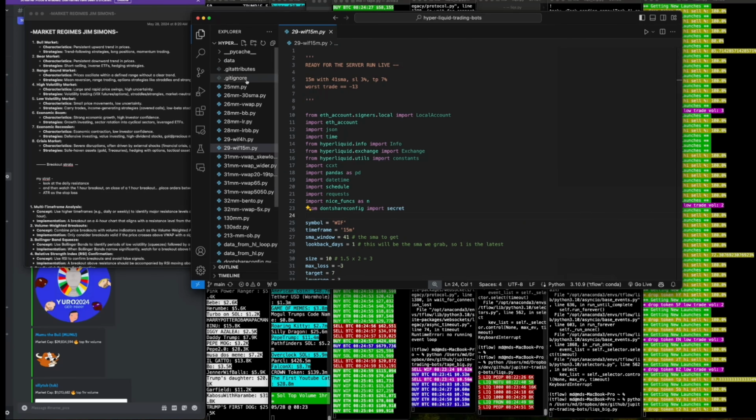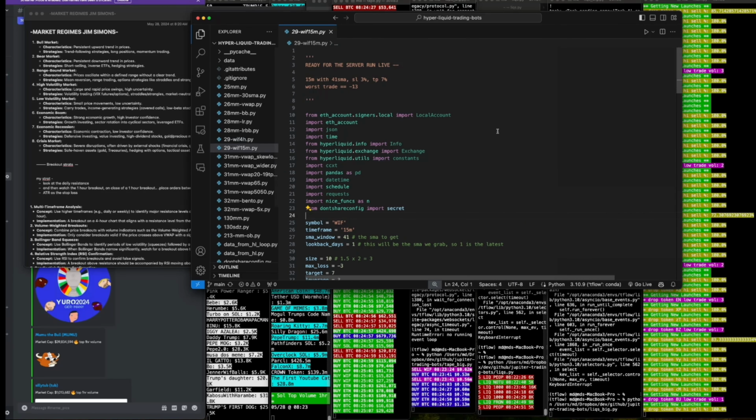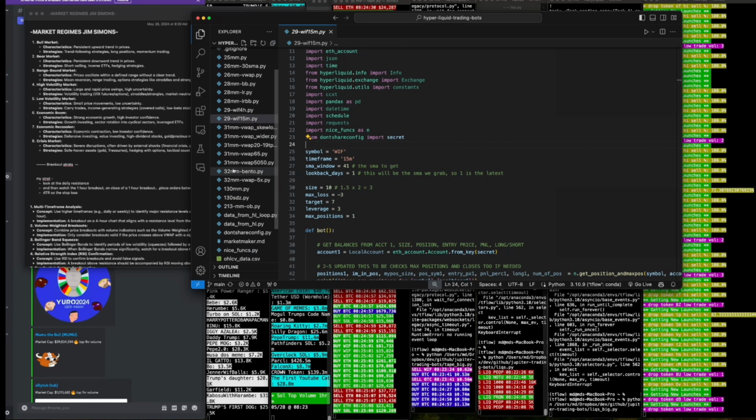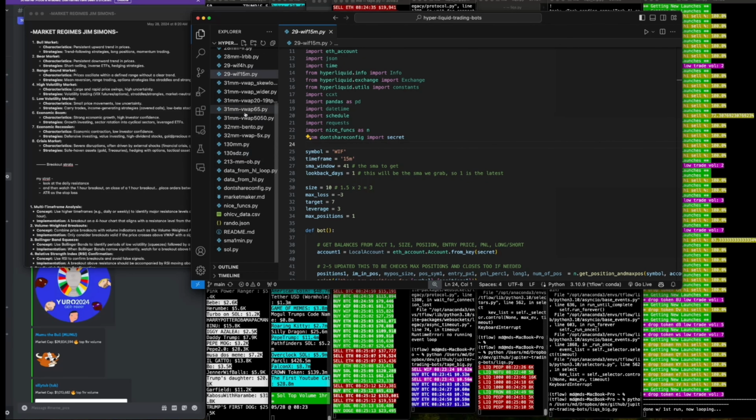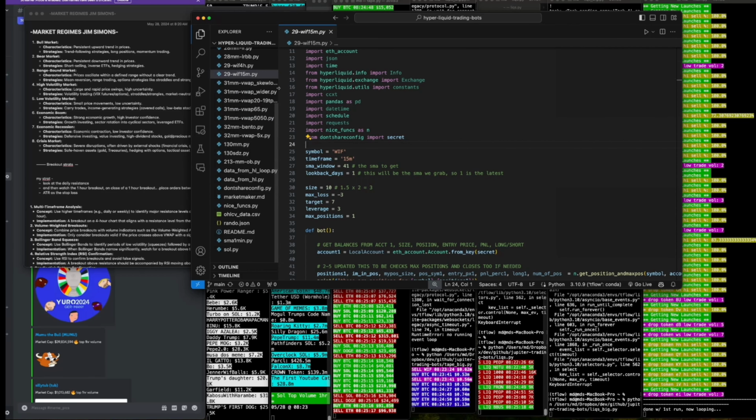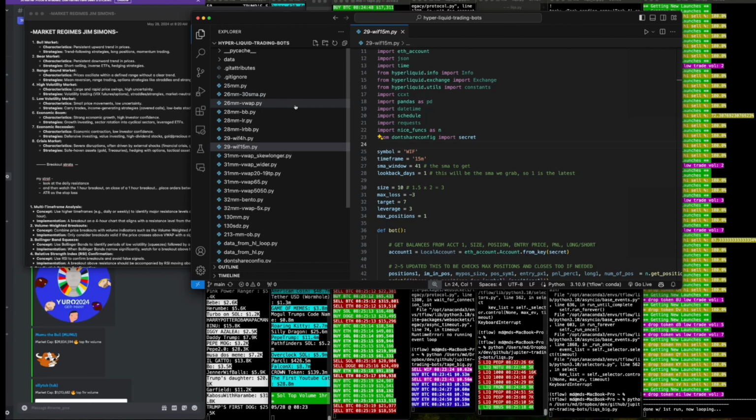So let's go back to the market maker because 2.9 looks like it has everything as well. So what are we going to do here? We're going to build a breakout bot. Okay, that's great. I know I have something here, VWAP. Let's look through some of these files here. We've built something similar here.